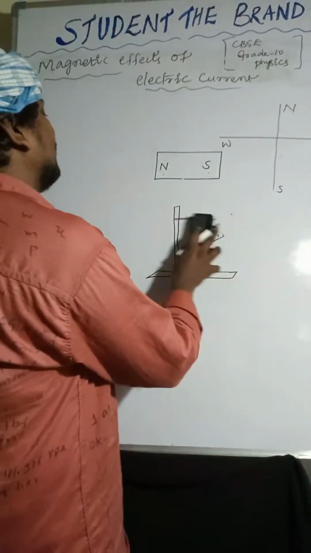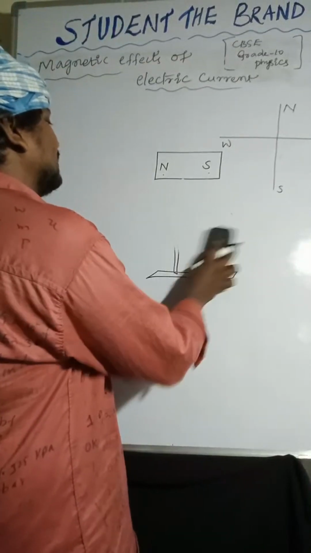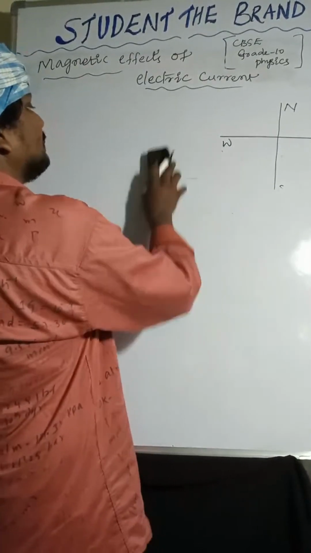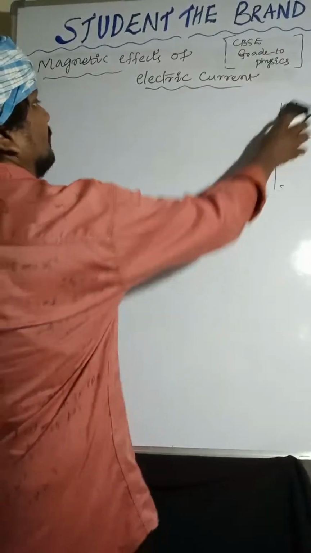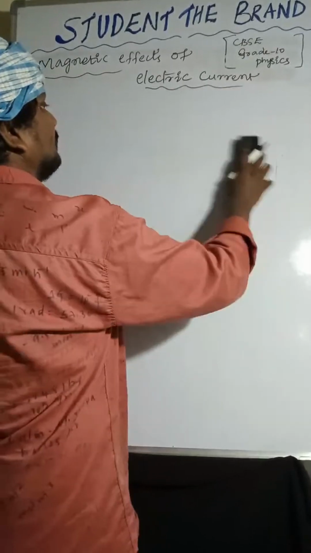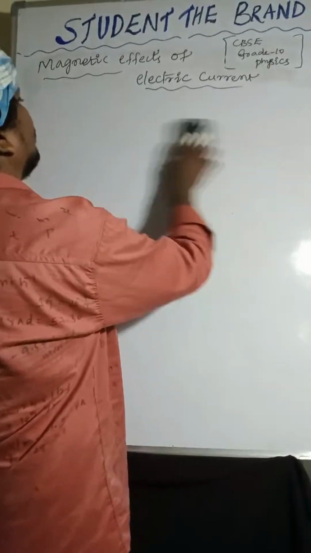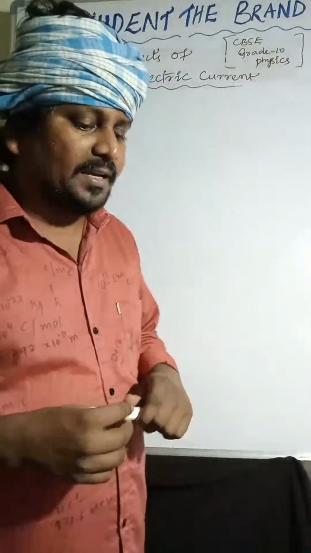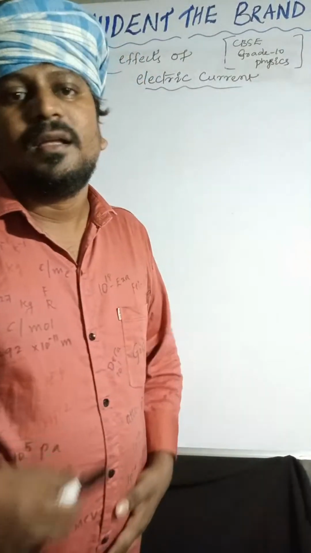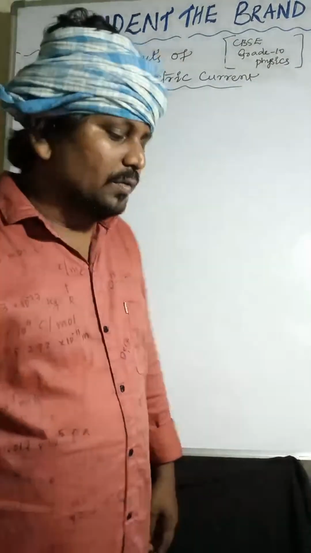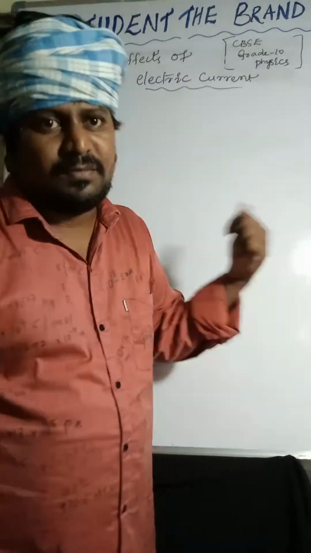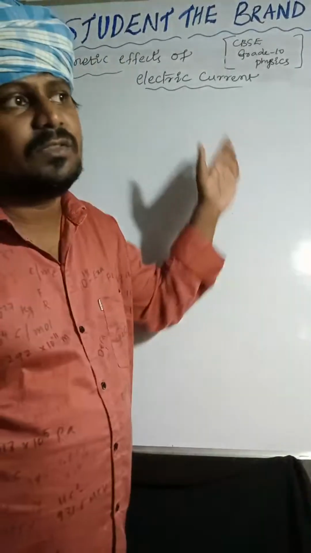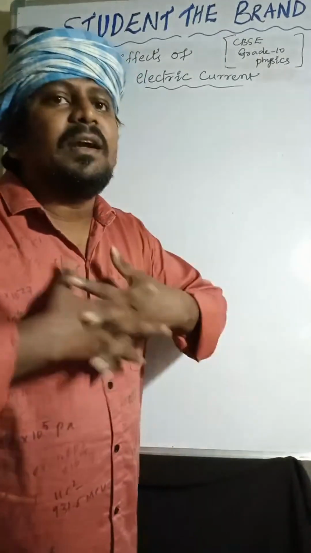Now we'll discuss one more. Till now we discussed magnetic properties and the magnetic field. There are two: one is the attractive property, or even repelling, and the other is the directive property. If you suspend the magnet, it always shows the north and south direction. Now we will discuss the next topic.